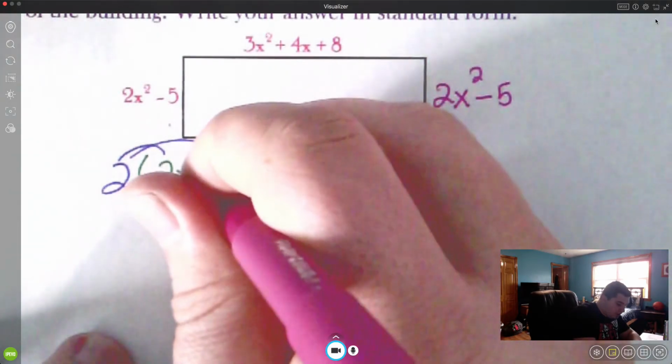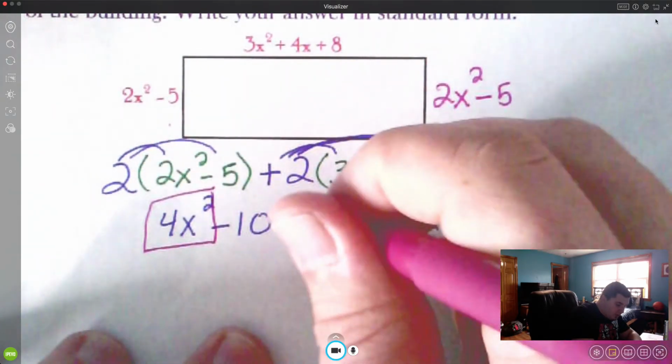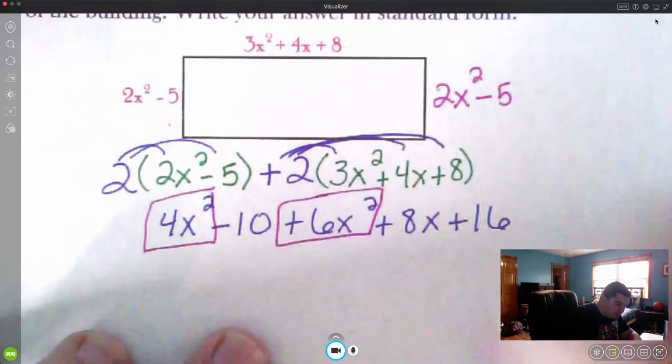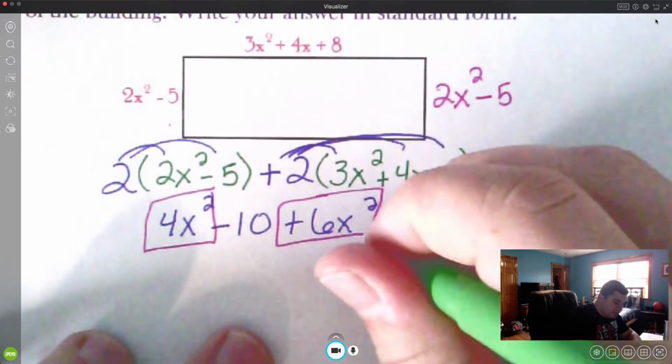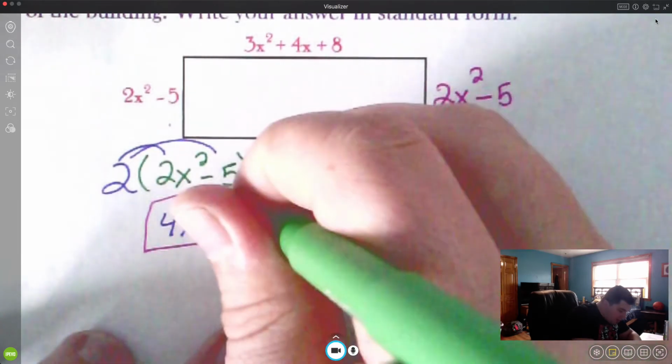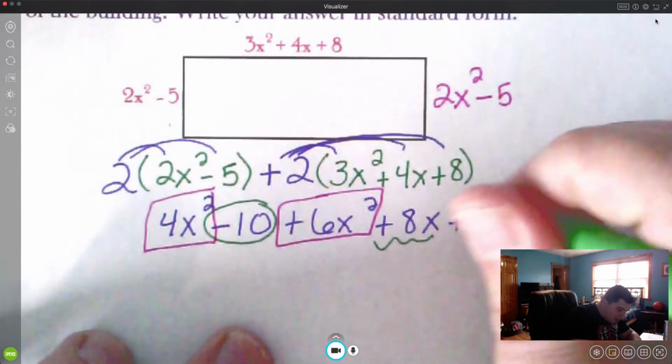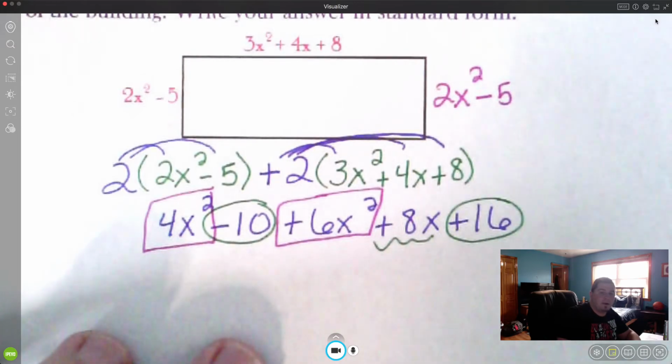All right, here we go, our like terms. 4x squared and the 6x squared. 8x is just 8x by itself. And then we have -10 and a +16. All right, so here we go.